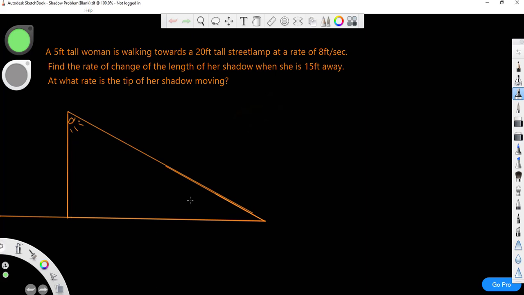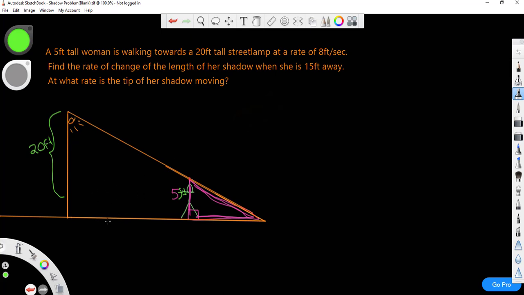So let's say that our 5-foot tall woman is right here, okay? And her height, let's do a different color for her height. Let's say that she is 5 feet tall, okay? And let's just notice really quick before I draw the other stuff that we've also created a second right triangle right here. So she is 5 feet tall. The street lamp is 20 feet tall. She's 5 feet tall. Okay?